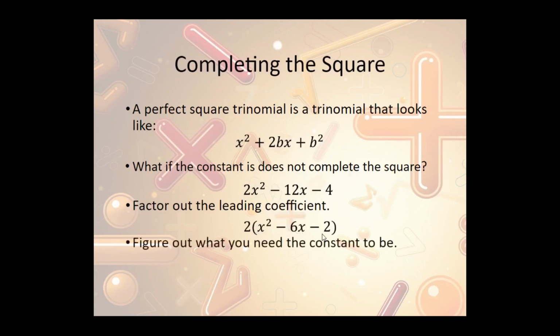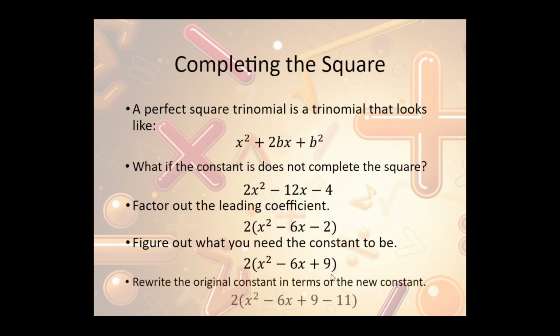Now we go through our steps like we did before. We take negative 6 and divide it in half, which is negative 3. We square that and we get 9. So that's what we need it to be, but instead we have negative 2. So we need to rewrite this. How do we get from 9 to negative 2? Well, we subtract 11. So now we have 2 times (x squared minus 6x plus 9 minus 11).